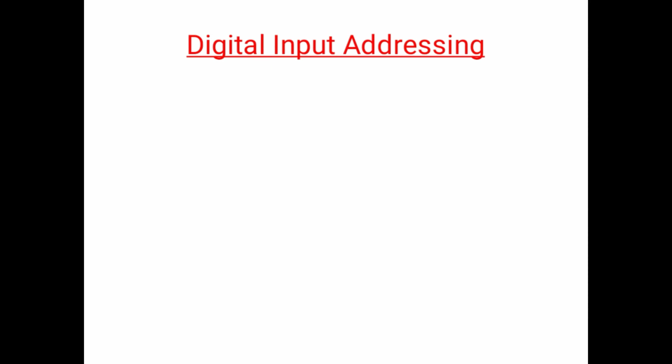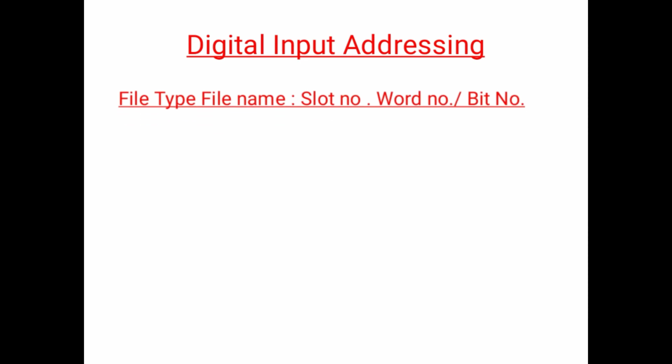Now we are starting with digital input addressing, meaning addressing for digital inputs. The formula for addressing is file type, file name, colon, slot number, dot, word number, slash, bit number. You have to remember this format, this formula for digital input addressing.